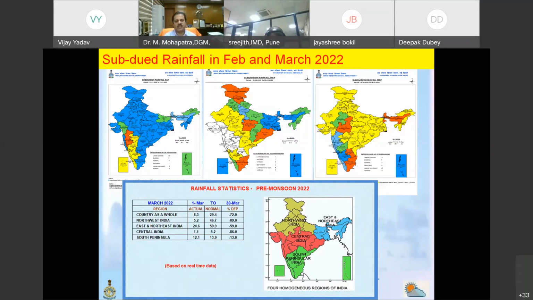Actual rainfall has been 8.3 millimeter against a normal of 29.4 millimeter. Northwest India, it is 89% deficient. East and Northeast India, 59% deficient. Central India, 86% deficient. And South Peninsula, 13% deficient.